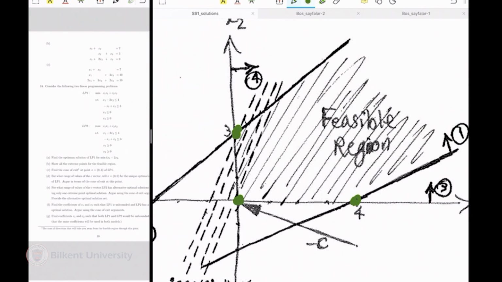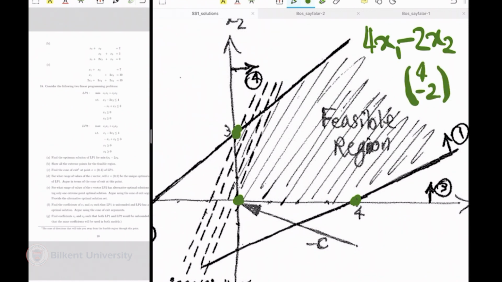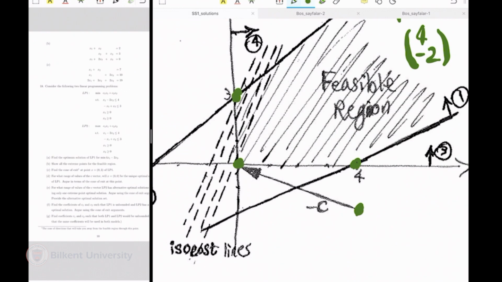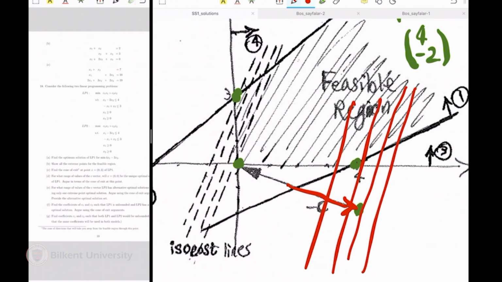So in the objective function, I have 4x1 minus 2x2. It means that I need to find the vector 4, minus 2. I know that with respect to this vector, if I go further and further, I would increase the value of the objective function. As you see in the figure, I already showed it. This is the vector of 4, minus 2. With respect to this direction, the objective function value would increase, meaning that when I go to the right side, I would get more and more values for the objective function.